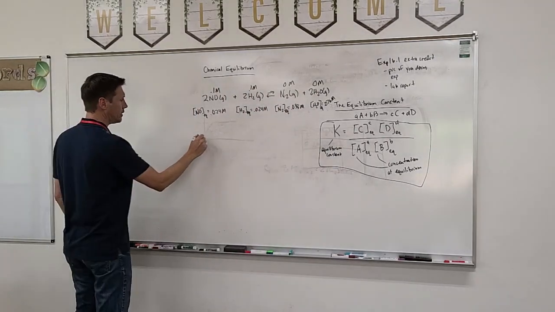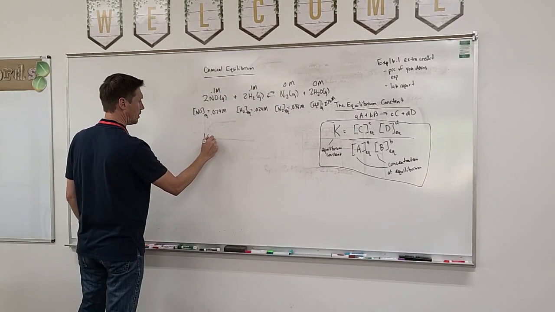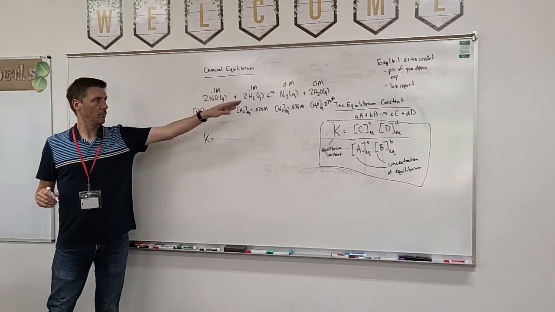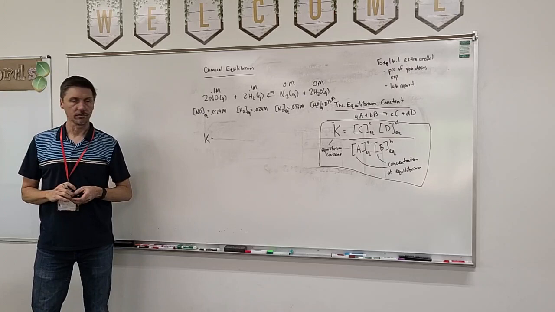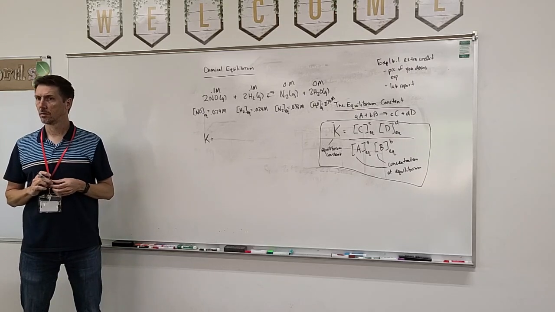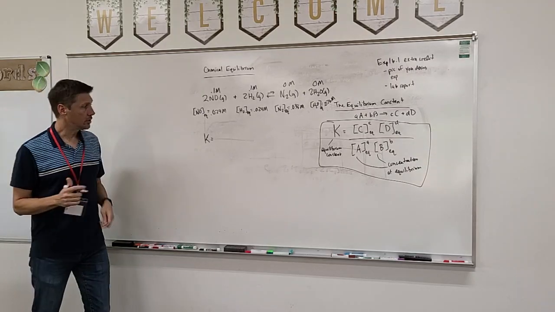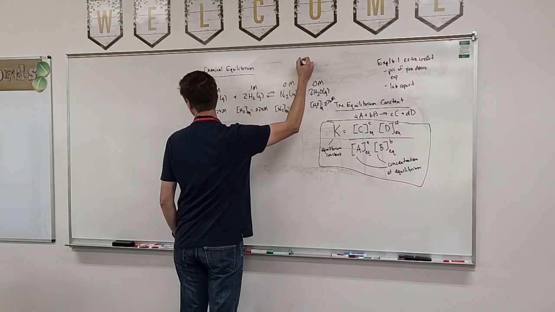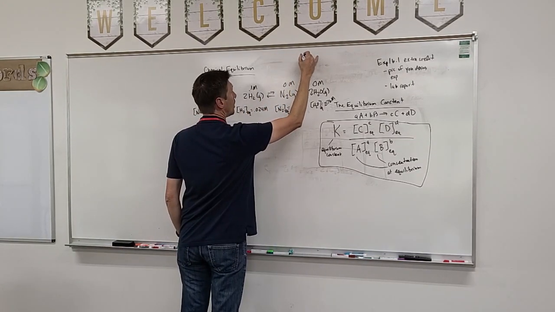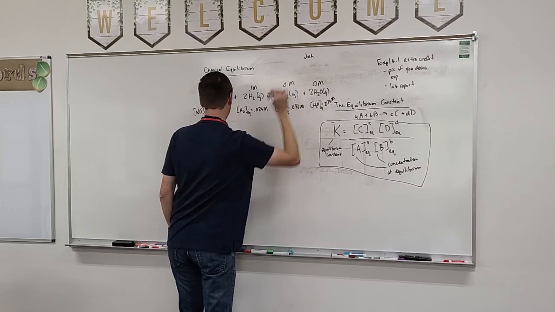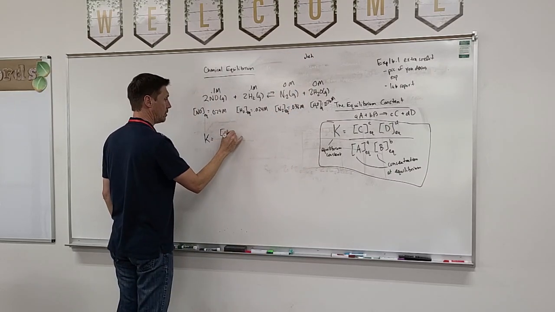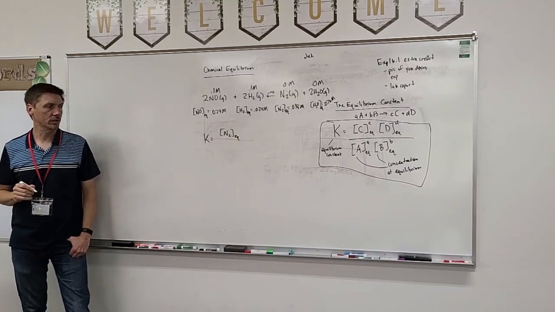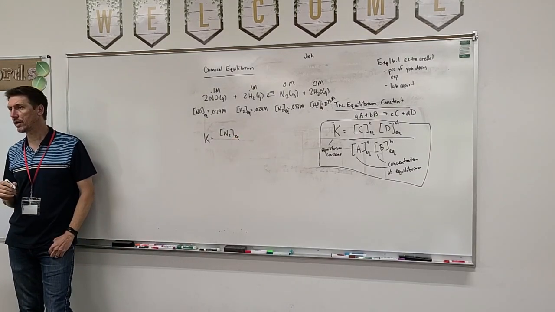All right, so K is equal to, for our equation, what part corresponds to the concentration of big C? N2. N2, right? Good. The concentration of N2 at equilibrium. And what's the little c power that it's raised to?